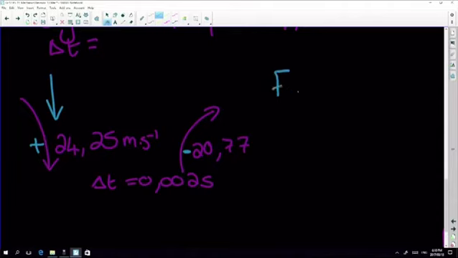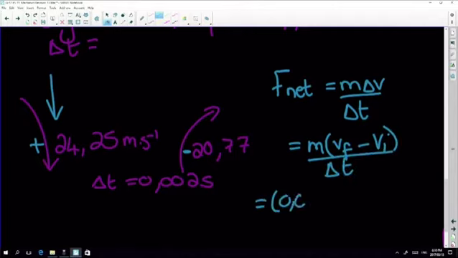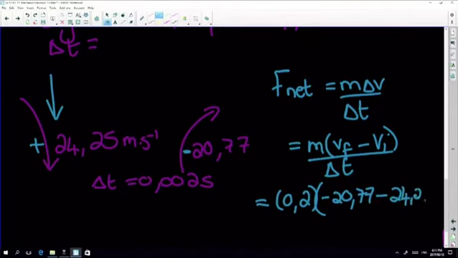So if I now go, F net equals m delta v over delta t, so that means it's mass and its final velocity minus initial velocity. The mass was 0.2, because it's 200 grams. Final velocity was minus 20.77. Initial velocity was 24.25. And I'm going to divide that by 0.002. Okay?